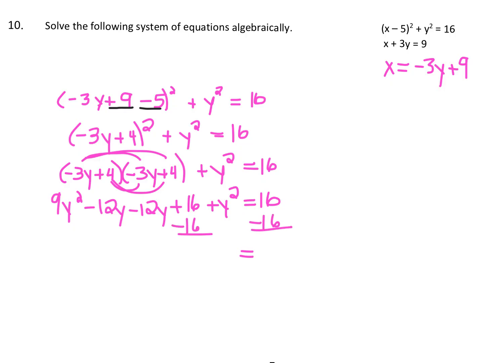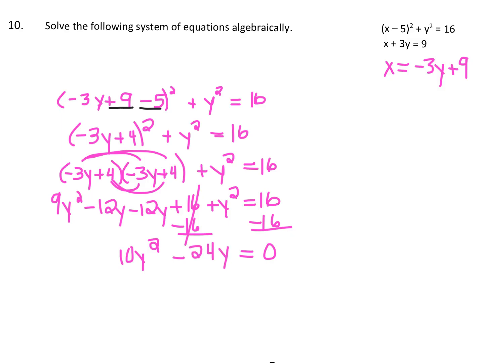All right, so on the right side of the equation, I'm left with 0. And if you notice here, I lined this up under the 16. 16 minus 16 is just going to cancel. So then when we combine our like terms, 9y squared plus 1y squared is 10y squared. And then -12y and -12y is -24y.